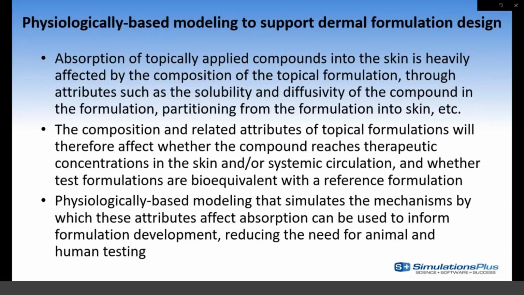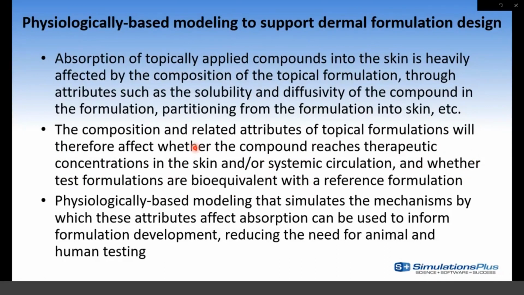So absorption of topically applied compounds into the skin is heavily affected by the composition of the topical formulation through attributes such as the solubility of the compound in the formulation, diffusivity of the compound in the formulation, partitioning from the formulation into the skin, and so on. The composition and related attributes of topical formulations, therefore, are going to affect whether the compound is able to reach therapeutic concentrations, whether this is a compound that's acting locally in the skin or whether it needs to reach the systemic circulation. And of course, this composition is also then going to be affecting whether or not the test formulations are bioequivalent with a reference formulation.